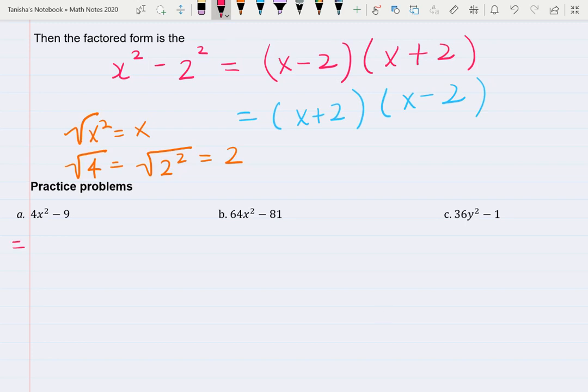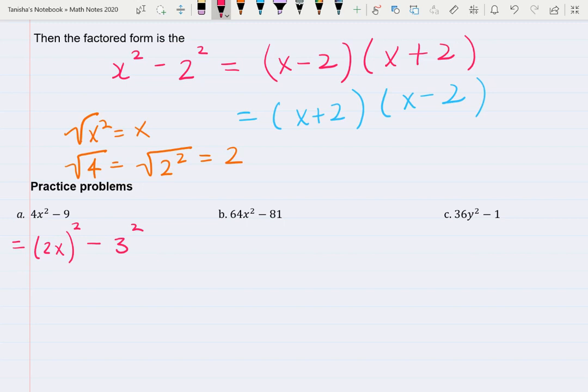And this step is not a mandatory step, but in teaching this, it's helpful to see what is being squared. So with 4x squared, what do we square in order to get 4x squared? Well, that's going to be 2x all squared, right? So it's a 2x that's being squared to give us our perfect square. Minus, for the 9, we're squaring a 3.